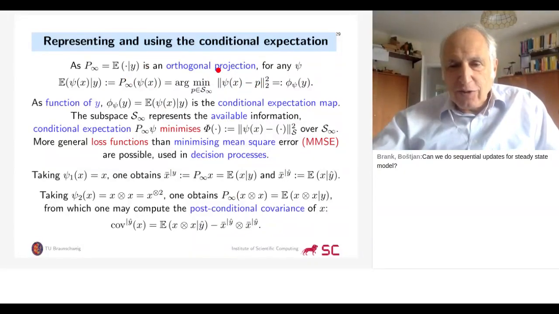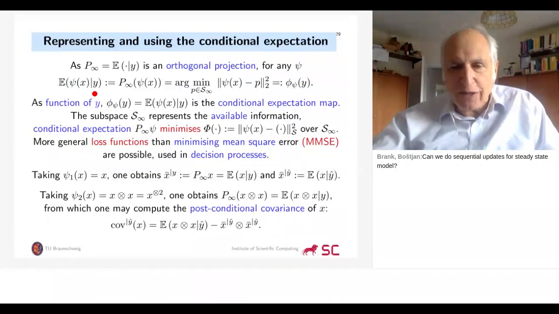Okay, so we know the argument which minimizes this over all random variables which are functions of y, we call this phi psi of y because it depends on psi. So this mapping, which is the minimizer of this here, we call phi psi of y, and this is exactly the conditional expectation, but viewed as a function of y, of the observation. Okay. So this we call the conditional expectation map. And the subspace S infinity knows all the functions of y. This represents the available information.